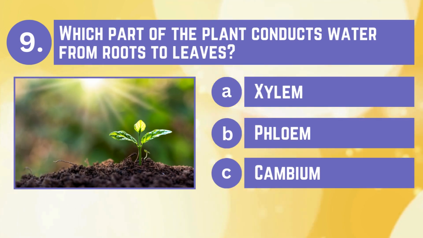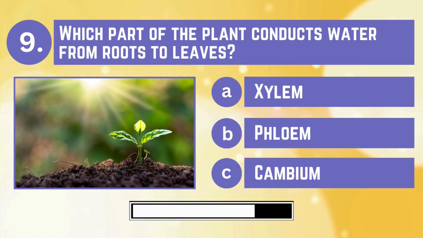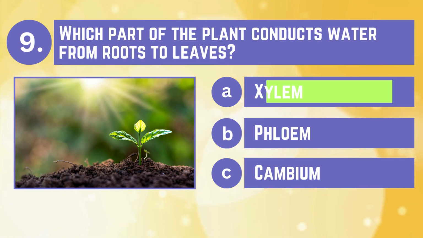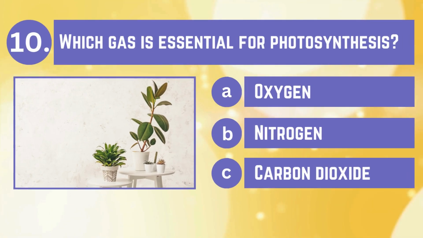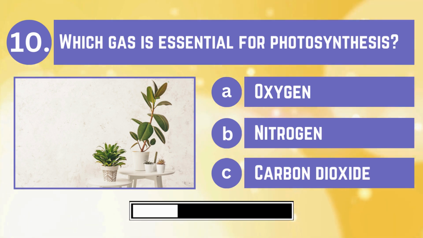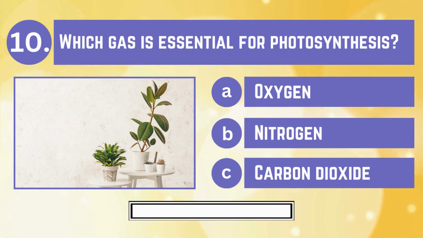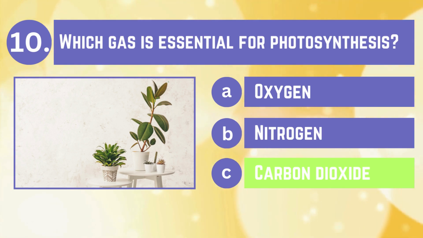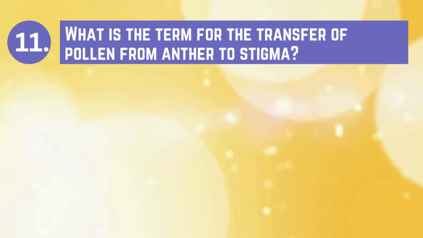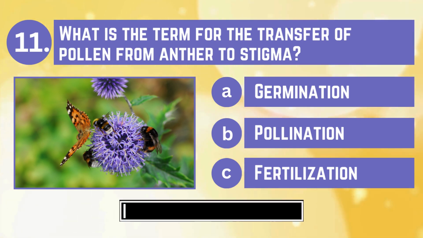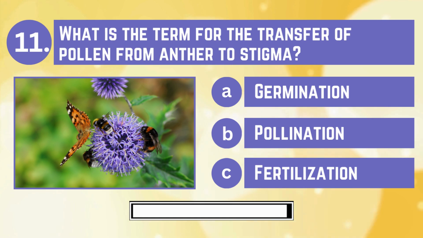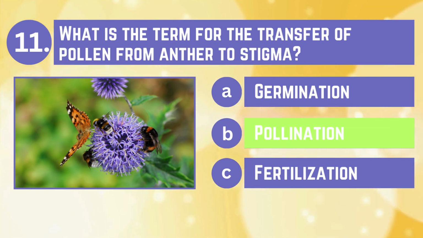Which part of the plant conducts water from roots to leaves? Xylem. Which gas is essential for photosynthesis? Carbon dioxide. What is the term for the transfer of pollen from anther to stigma? Pollination.